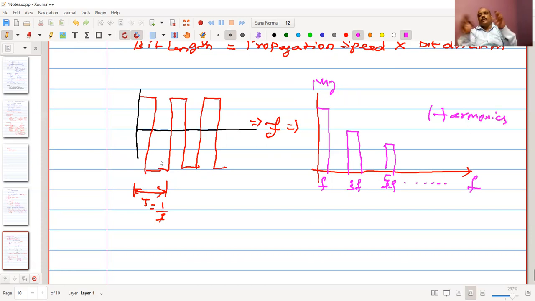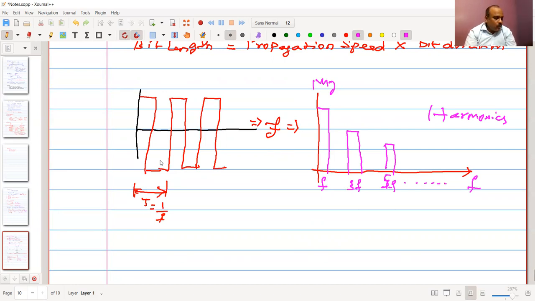So my square wave is not just a square wave. It has multiple sine waves. Those sine waves are called harmonics. You can construct a square wave from many harmonics. You just need to add them together to get a perfect square wave. So a square wave can be constructed from sine waves, which are called harmonics.